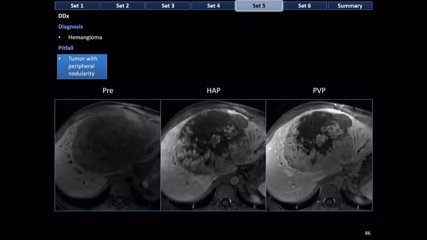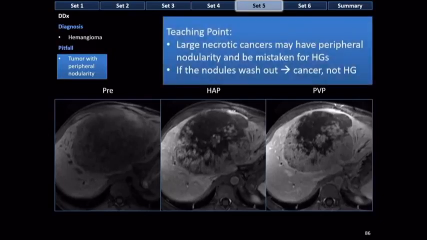It's not a hemangioma because the enhancement is washing out. It's not following the blood pool. Notice that it's darker than the blood vessels, darker than the liver in the portal venous phase. So even though this was called a hemangioma, this was not a hemangioma. This was a large necrotic cancer with peripheral nodularity and central ischemia/necrosis. I believe this was a neuroendocrine metastasis to the liver. I don't remember the exact etiology, but just be careful. There are cancers out there that superficially resemble hemangiomas.